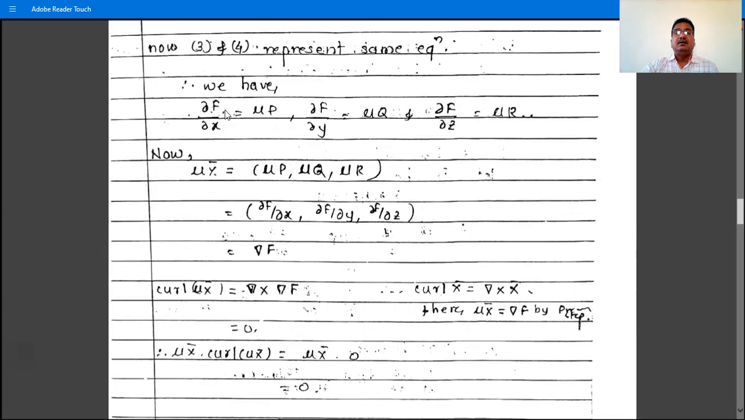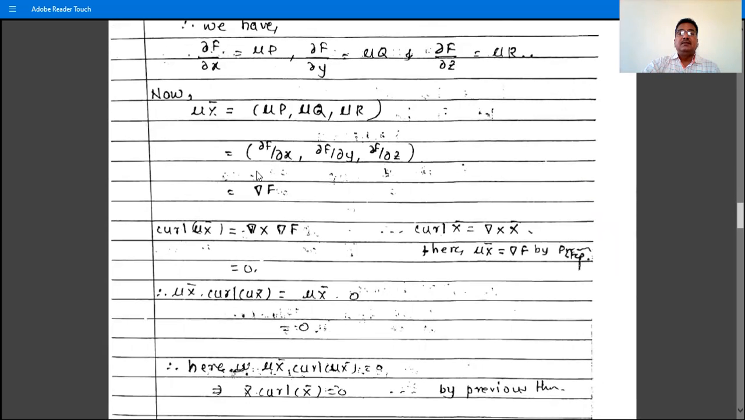And then μP is ∂f/∂x, μQ is ∂f/∂y, and μR is ∂f/∂z. And this is actually del f, because del f is ∂f/∂x i, ∂f/∂y j, ∂f/∂z k. That is the gradient of f, grad f. And now curl μX̄ is del cross del f.